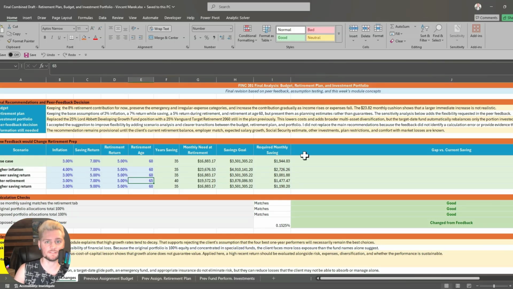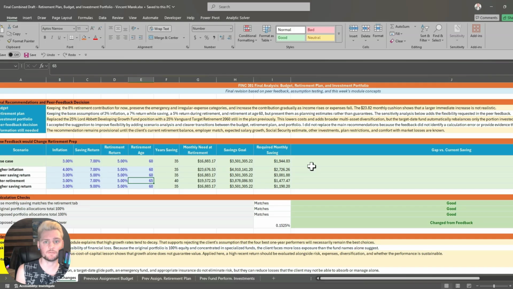The assumption I had the least confidence with is the 7% return while saving. Since market returns are pretty uncertain and depend on the client's portfolio, investment costs and reaction to market losses is something we still don't know. I would have much greater confidence in these recommendations if I knew the client's current retirement balance, their employer match rate, other investments they have, their salary growth, and risk tolerance. This was something I mentioned in my previous videos.